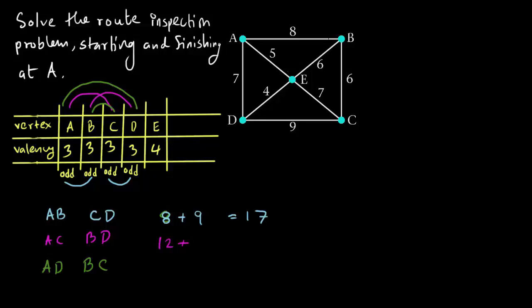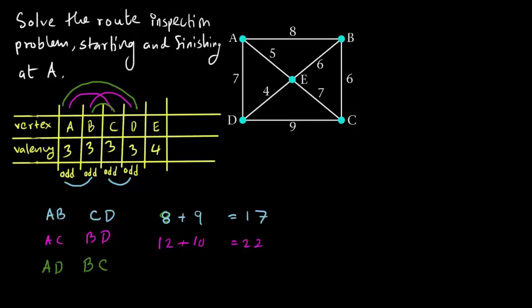In order to connect B and D, 6 plus 4 is 10. We can also connect B and D through BC and CD: 6 plus 9 is 15. 6 plus 4, 10 is the smallest. That turns out to be 22. So far, ABCD, this is the smallest, 17.